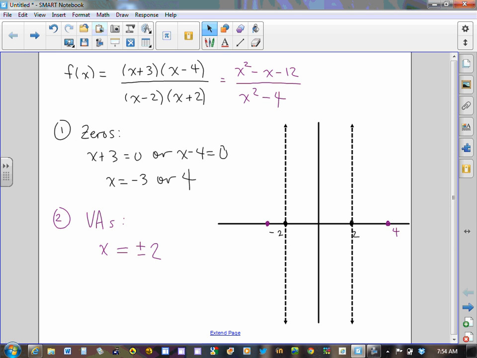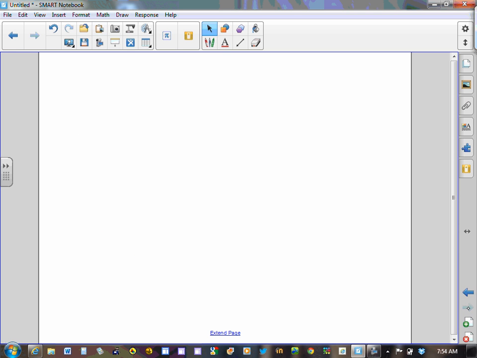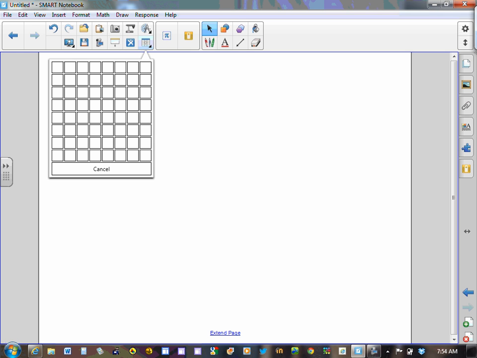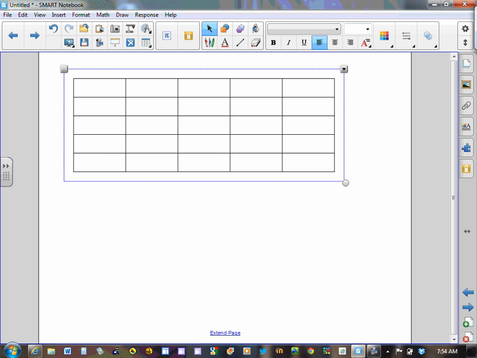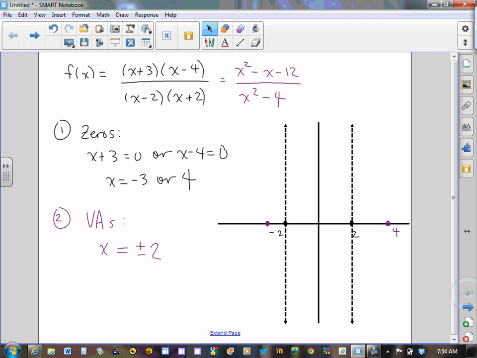So let's set up an interval table that we can use to study this function. So I'm going to go with a 5 by 5 table. I believe that should be adequate. And the reason being is if we go back, take note that we're going to have several intervals being studied. Okay, so we're going to have from here to here, from the 0 to the VA, the span of the domain between the VAs, between the VA and the 0, and then beyond that.